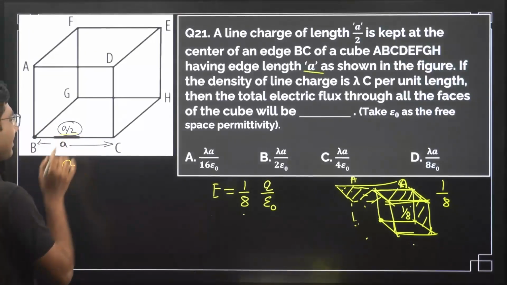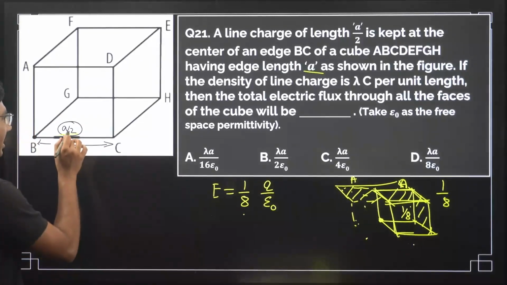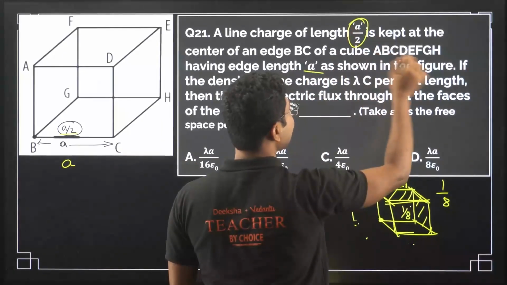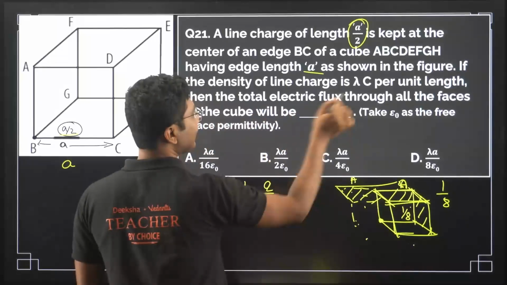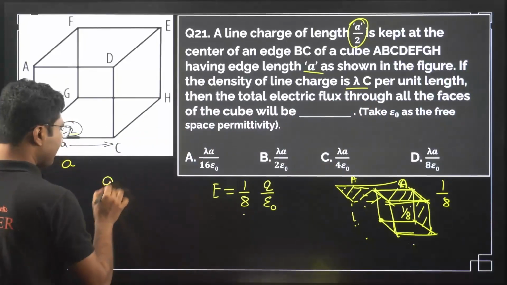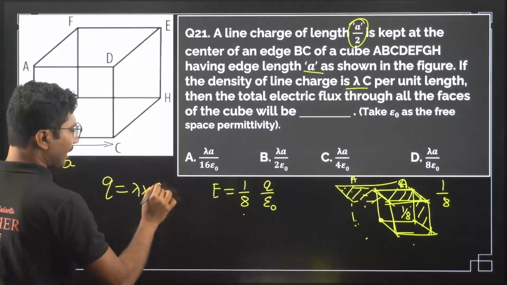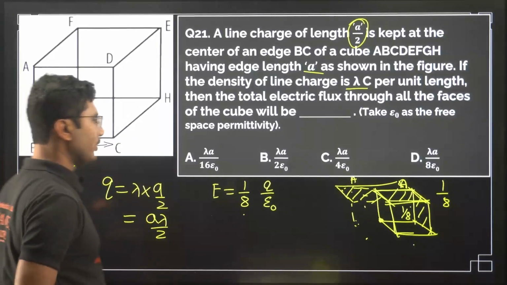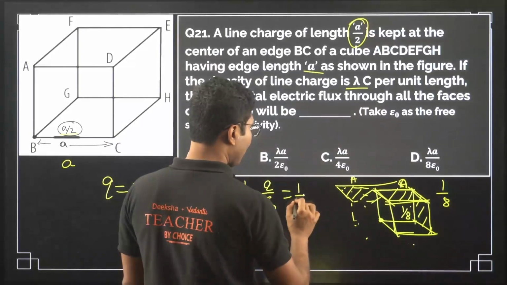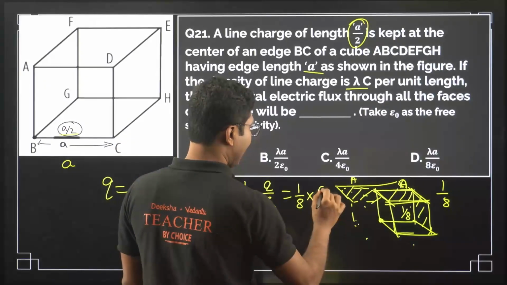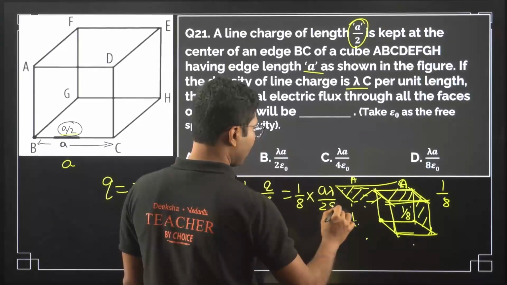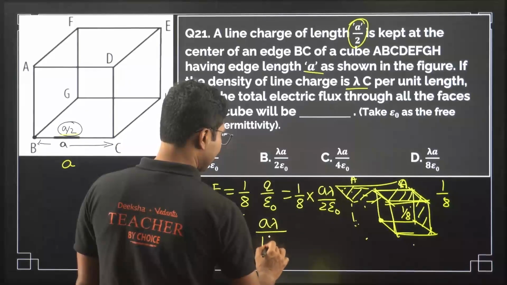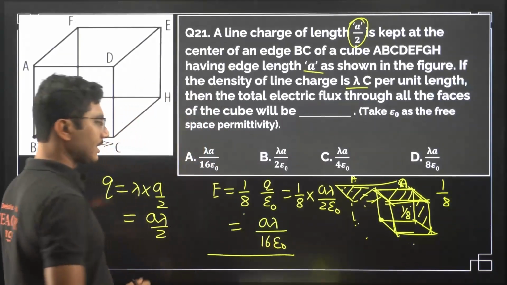So what is this A/2? A/2 is the charge length, and the line charge density is lambda, so Q is basically lambda into A/2, that is A lambda by 2. If you put that value, you will get 1/8 into A lambda by 2 epsilon naught, so it will be A lambda by 16 epsilon naught. Don't worry, this is the correct answer.